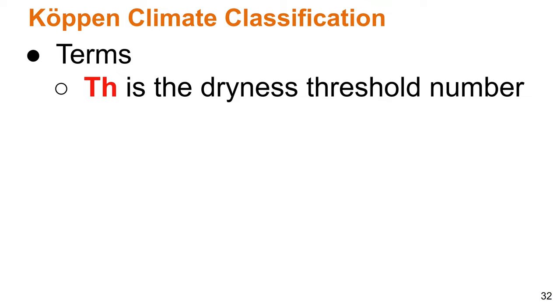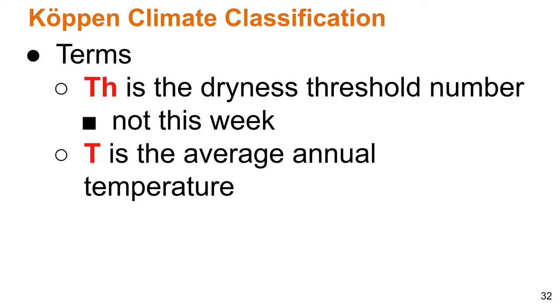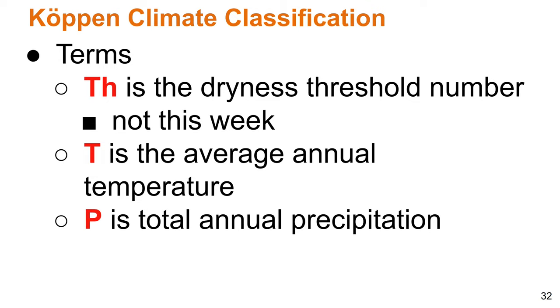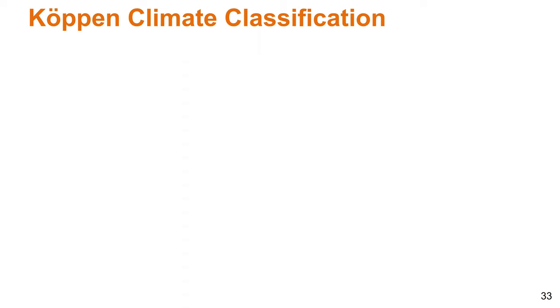TH is the dryness threshold number. Not this week. T is the annual temperature average. T is the average annual temperature. So, yeah, the variables can mean different things week to week. So this week, for the climate classification, when I'm talking about T, I'm asking, what is T? T is the average annual temperature. That's all the month's average added up divided by 12. P is total annual precip. And I'll show you where to find both P and T. Those will be given, so you don't have to calculate those.